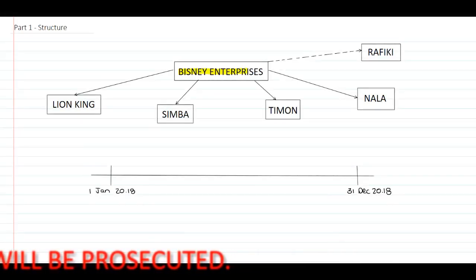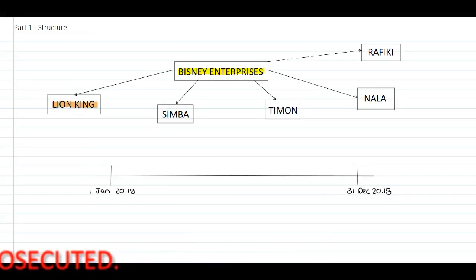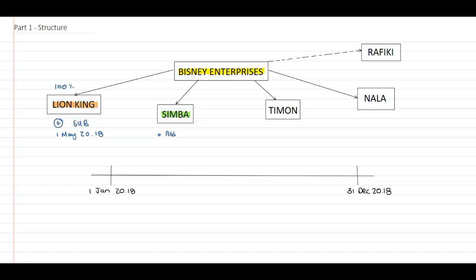We have Bisney Enterprises that owns Lion King Limited. Remember, 100% wholly owned during the year. Therefore, from a cash flow point of view, we will have to add the subsidiary. Remember, we reconcile our T accounts to be able to calculate the cash flow implication. And this is a subsidiary from 1 May 2018.